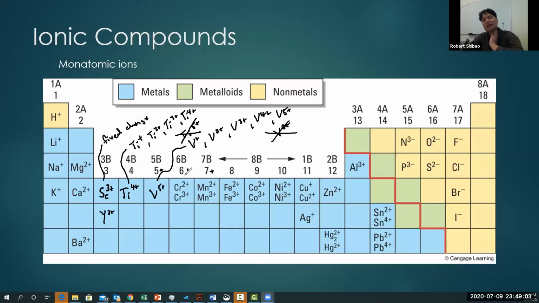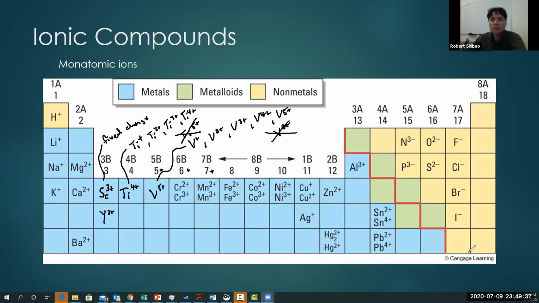Chromium, it's hard to get 6+, so 2 and 3 are most common. For vanadium, 2 and 3 are pretty common as well. And then take a look. After we get here, it goes 1, 2, 11, and 12. And then it goes 3 here, 3, and then this is 2, 4. And so if you go look, sodium 1+, magnesium 2+, aluminum 3+. Okay. And then here, tin is 2, 4.